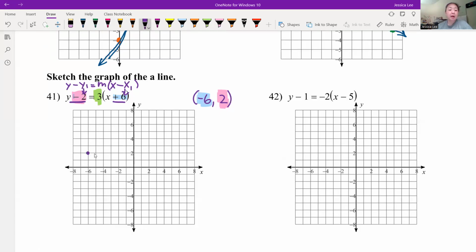Here's my point. That point is on the line. Okay. And then the 3, I'm going to use the 3 to get the other points on the line. So we go up 3 and over 1. Remember, because it is a +3, we go the opposite direction. Okay, we're going to draw our line.